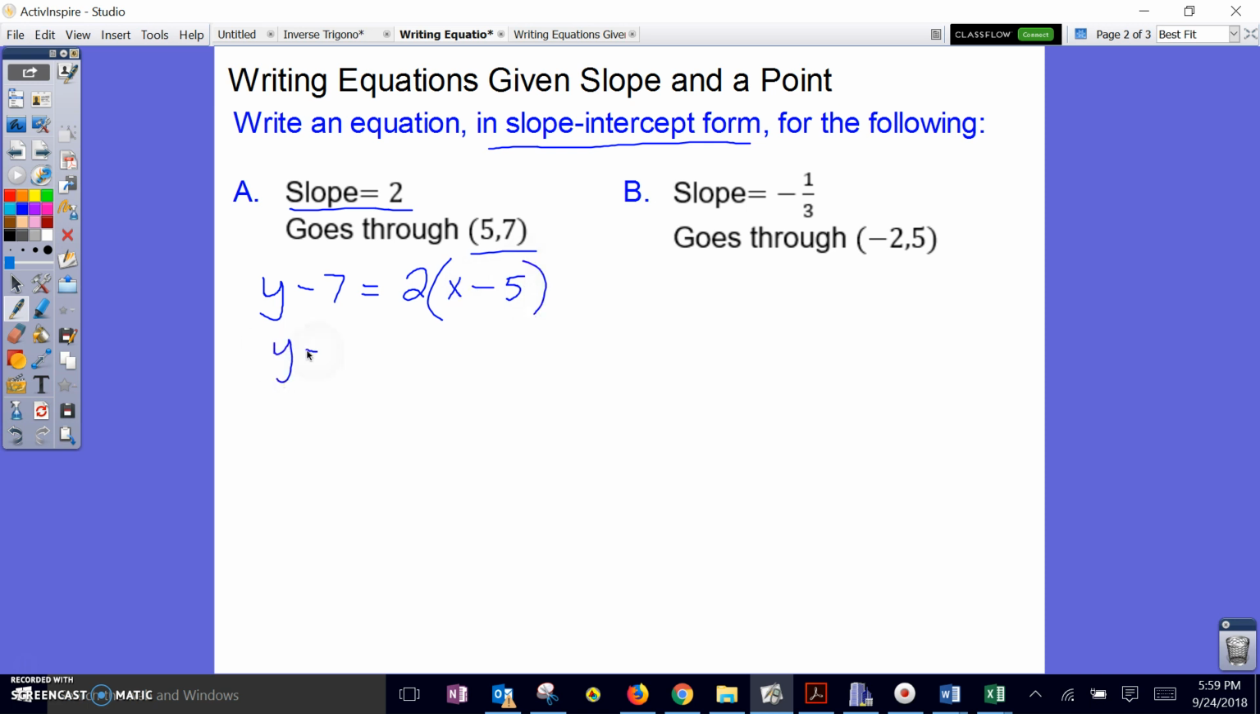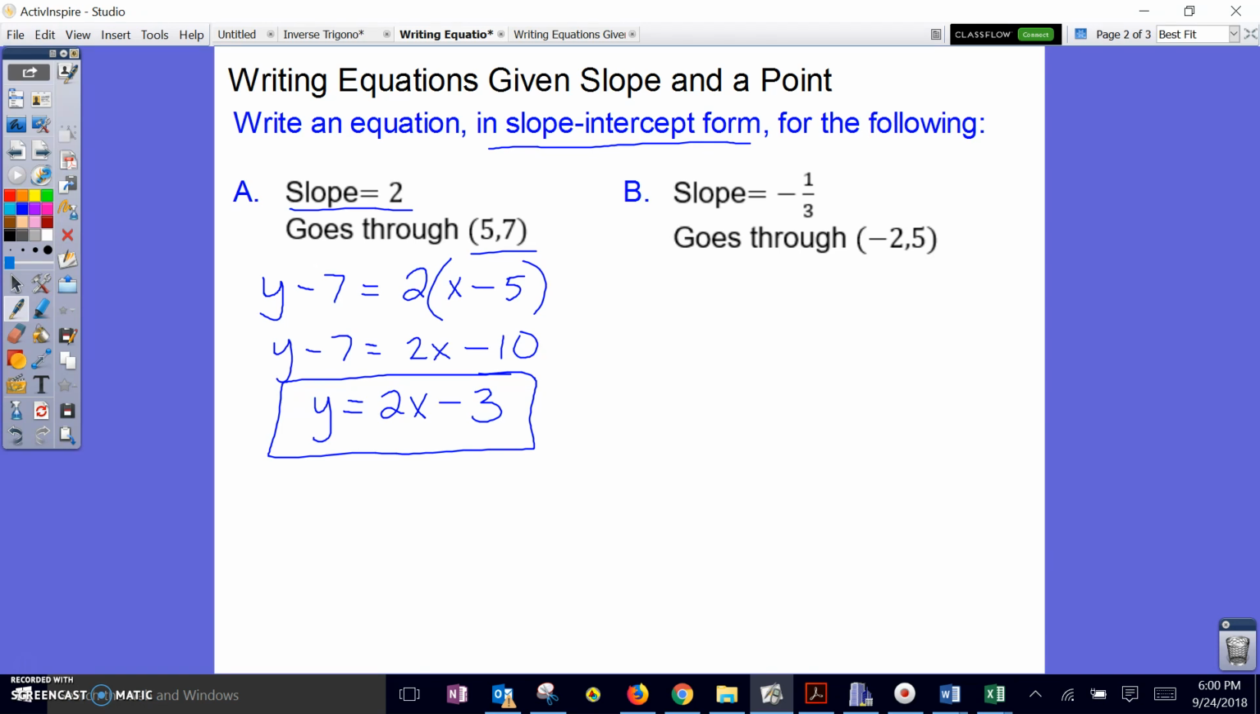Then I'm going to distribute my 2 through the parentheses. I'm going to add 7 to both sides to convert it over to slope-intercept form. And there's an equation in slope-intercept form that has a slope of 2, and it goes through the point 5, 7. And you can test that here. You can substitute 5 in for x and 7 in for y, and make sure that the equation that you've written actually is true for that particular ordered pair.